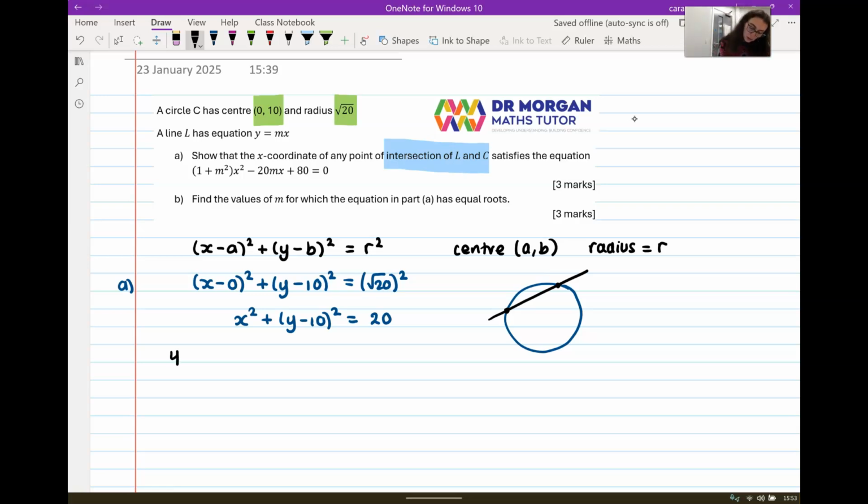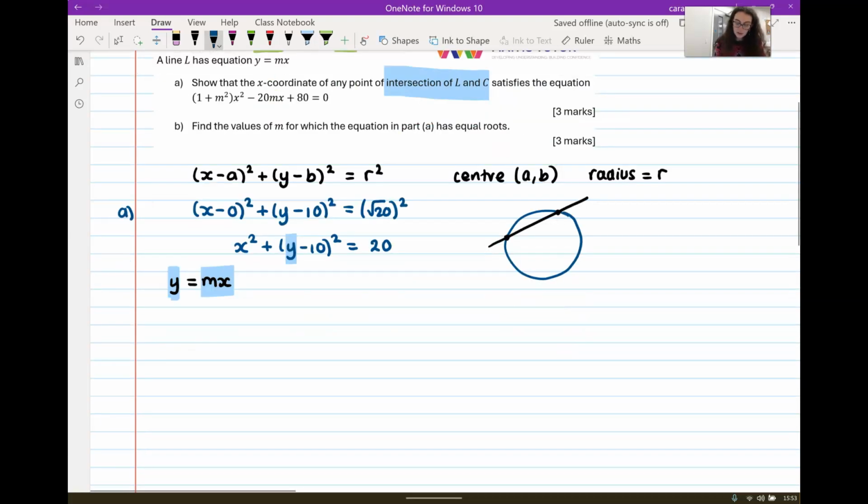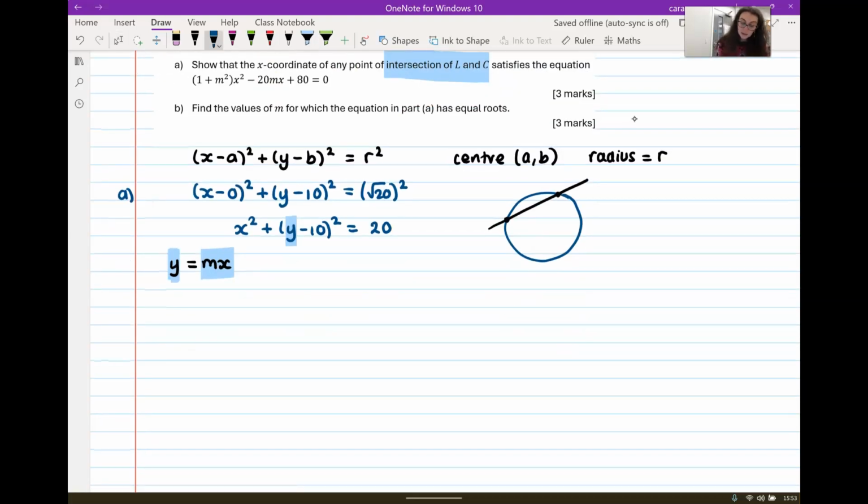Now, because I've been told that y is equal to mx plus c, no, it isn't, it's just y = mx. Every time I see a y in my circle equation, I'm instead going to write an mx. So I'm going to do that. I'm going to substitute y for mx. So I get x² + (mx − 10)² = 20.